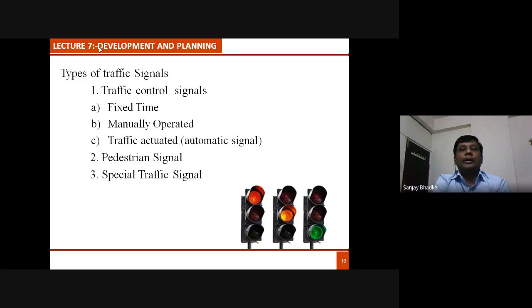Also manually operated: we know that bodies like the RTO and traffic police, sometimes if there is an electric failure, have given us various manual signals so that there is operation of the traffic.